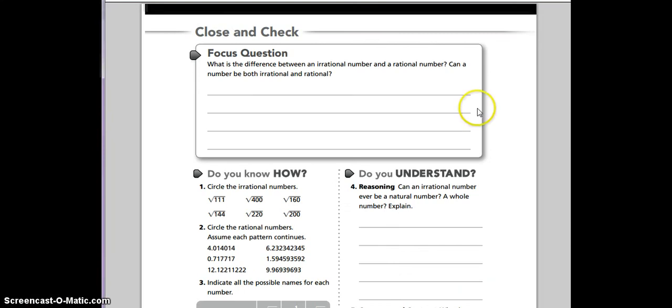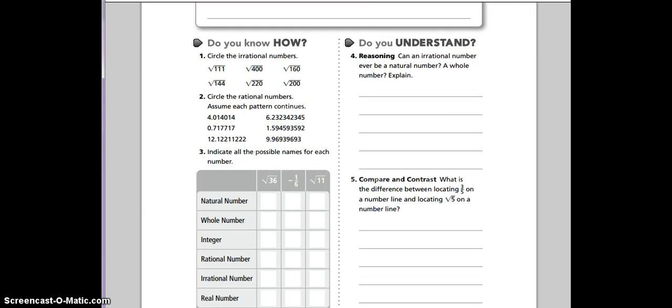Alright, this brings us to the end of our lesson for today. You want to make sure you do all of the closing check. You need to answer your focus question. What is the difference between an irrational number and a rational number? And can a number be both irrational and rational? You should be able to answer both of those questions now that you've viewed this video.